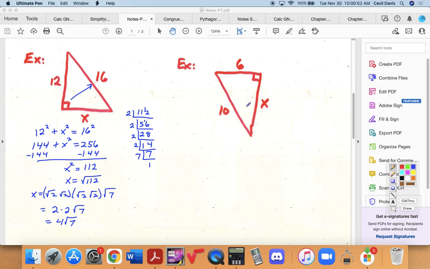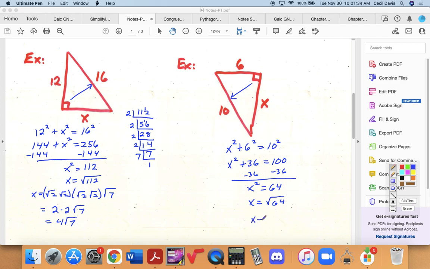All right, let's set this one up. Where is the hypotenuse? Which side is the hypotenuse? 10 is the hypotenuse, so that's the one that goes by itself. So it'll be x squared plus 6 squared is equal to 10 squared. So that's x squared plus 36 is equal to 100. Subtract the 36 from both sides. X squared is equal to 64. So x is the square root of 64, which is what? 8.